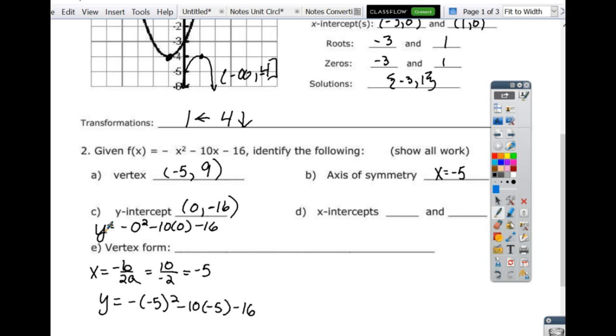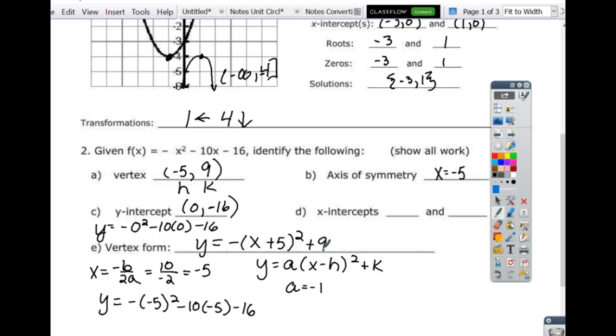So next is vertex form. And you need 3 things for vertex form. I need my A, my H, and my K. Well, this is my H, and this is my K. And where do I get the A in standard form? It's in front of the x squared, right? So what's the A this time? So if A is -1, when I fill this in, that gives me vertex form.